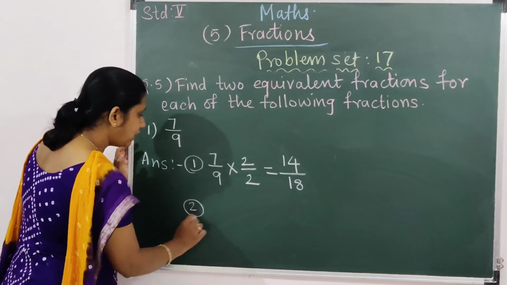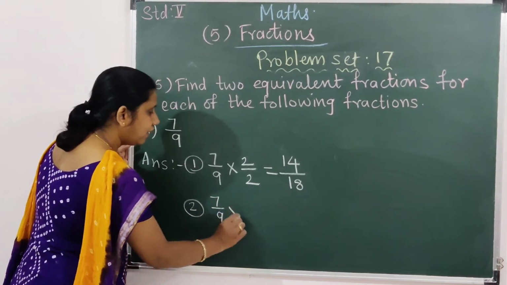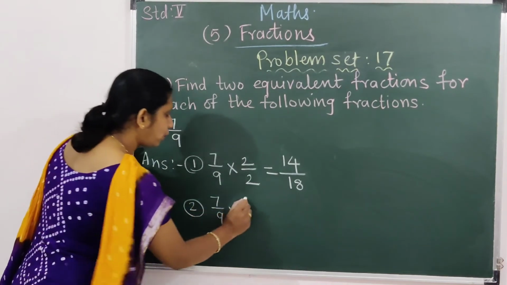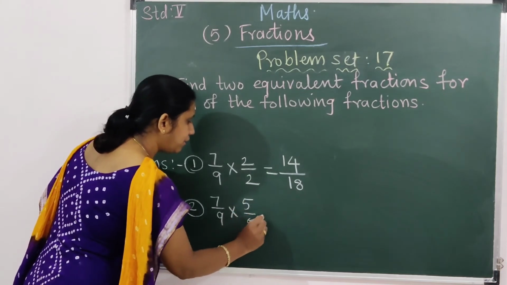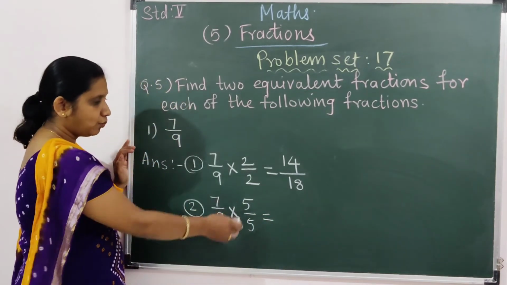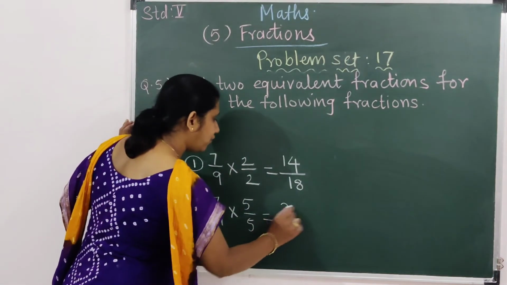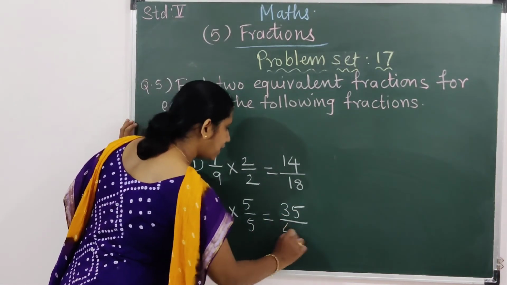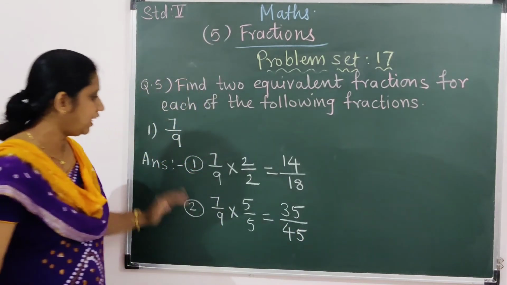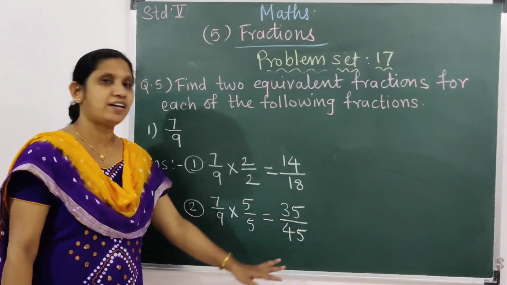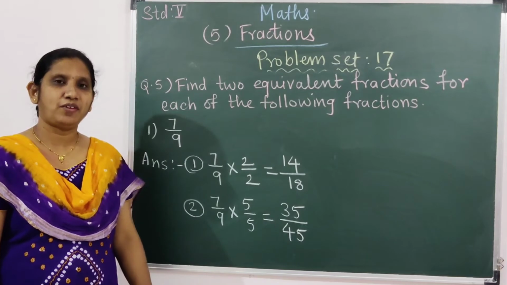Now the second one. 7 upon 9. We'll take number 5. No problem. 5 upon 5. Multiply in the numerator and denominator by 5. So 7 5s are 35 and 9 5s are 45. So your second equivalent fraction is 35 upon 45.